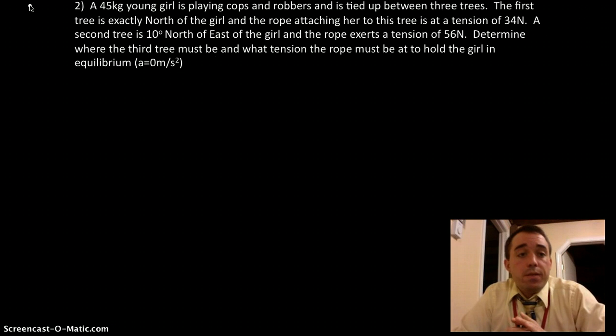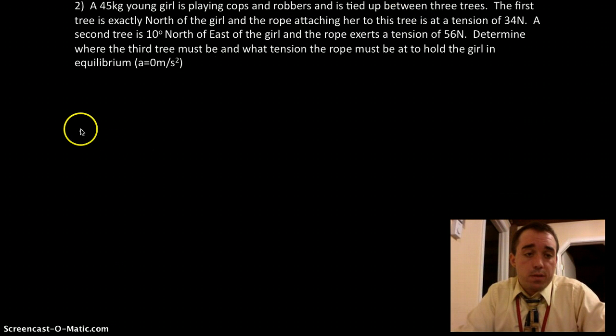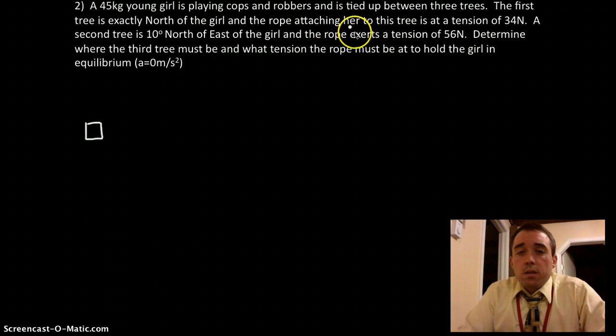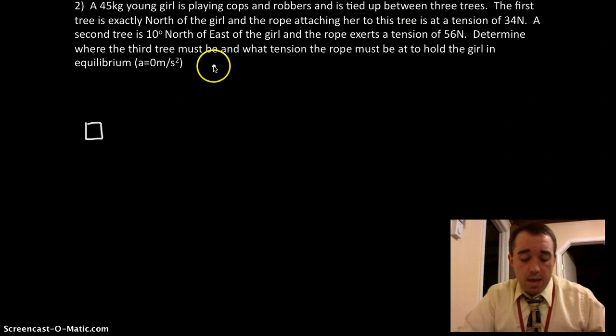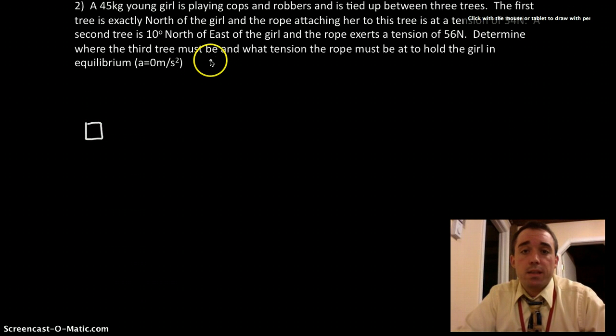So we have a 45-kilogram girl playing cops and robbers, so she's tied up between 3 trees. The first tree is exactly north of the girl, and there's a tension of 34 newtons. So I'm just going to try to start drawing this scenario. Well, if she's tied up in terms of trees, she's not going to be hanging from a tree or getting pushed up by a tree. So this is one of those problems where it's a bird's eye view from above.